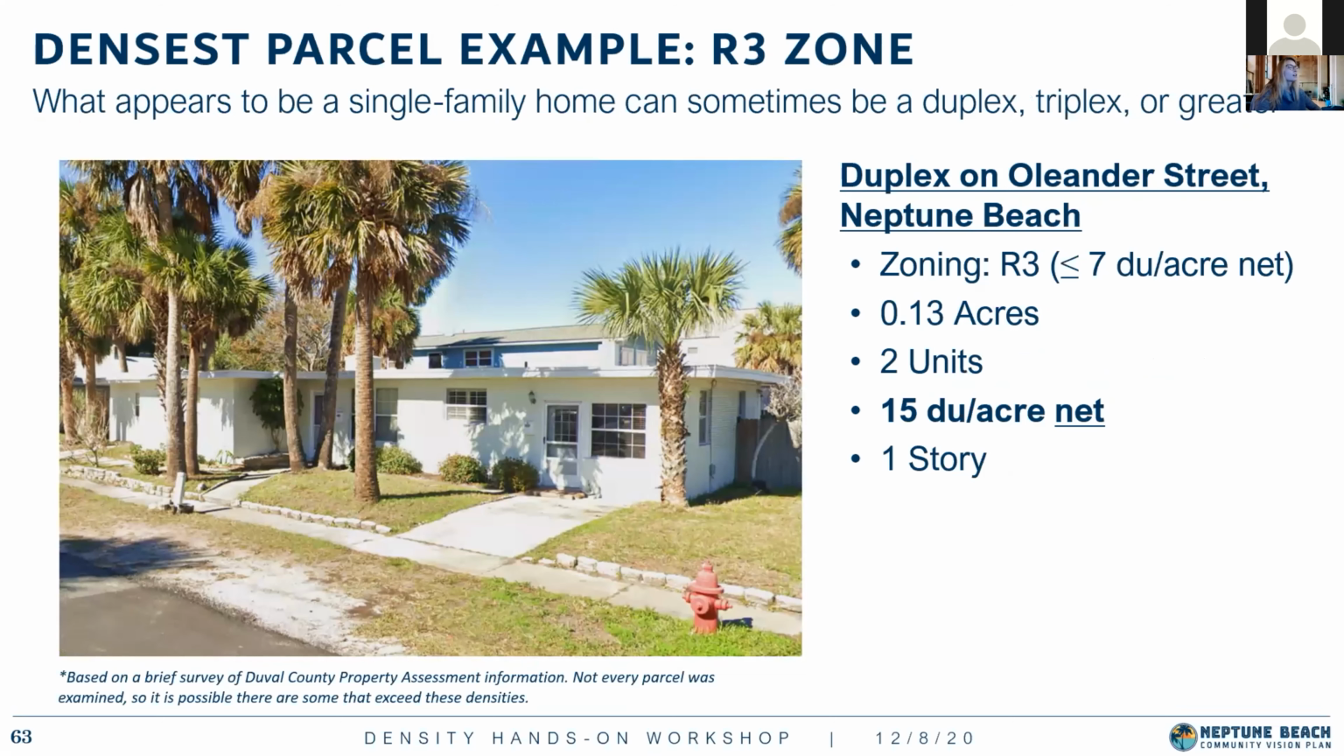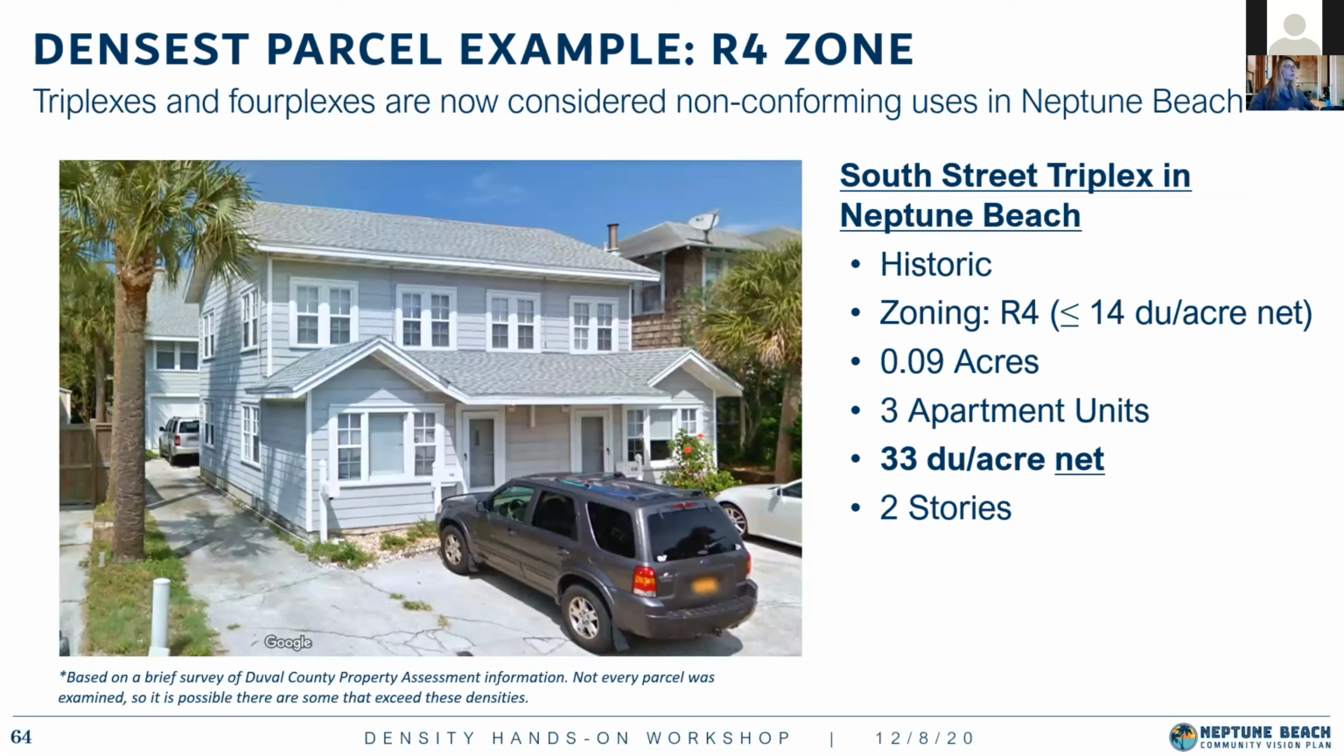So in the R3 zone, we found this duplex example, which looks like it could be a single family home, but it is indeed a duplex. There's a lot of these throughout Neptune Beach, many of which are grandfathered in and historic in some way. This one is 15 dwelling units to the acre net. This is 2 units on 0.13 acres. And the R3 zoning, after we've converted it to net density, is up to 7 dwelling units to the acre. And so we also looked at the R4 zone, like I mentioned.